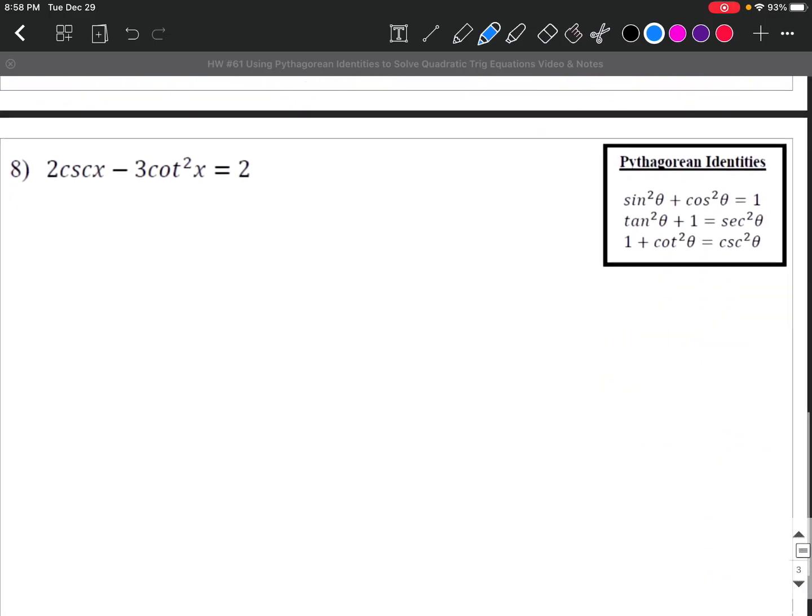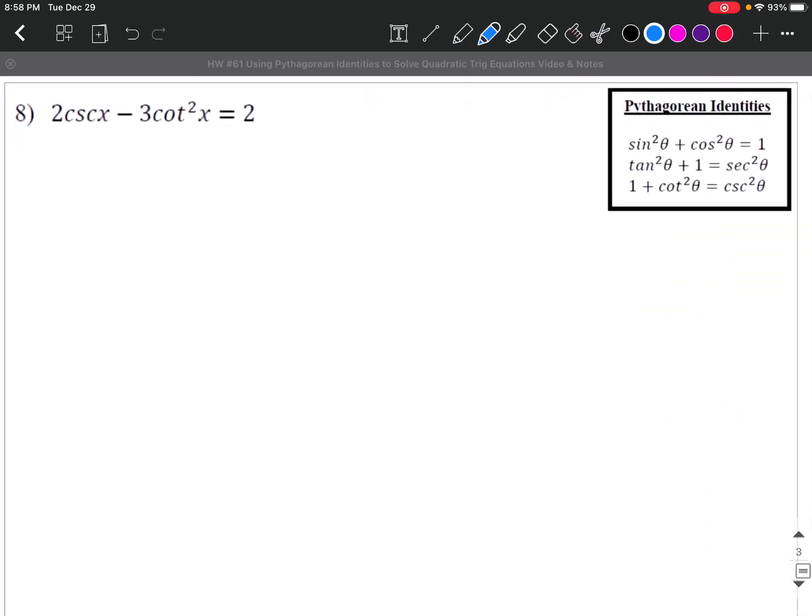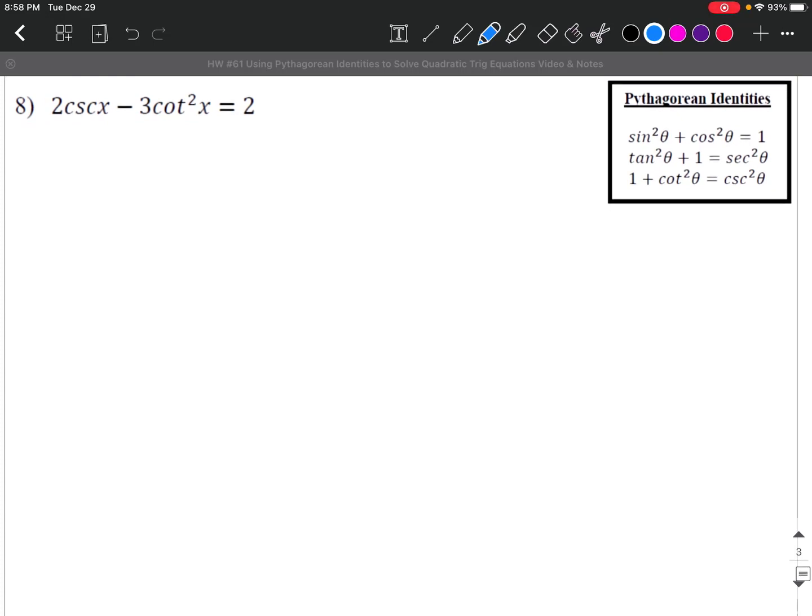Let's try the next one. Here we have 2 cosecant x minus 3 cotangent squared x. Again, I've got 2 trig functions. I've got a cosecant and a cotangent squared. Odds are the one that's squared is the one that we're going to change. So I look for a Pythagorean identity that has cosecant and cotangent. There it is. Now the one that's squared is my cotangent.